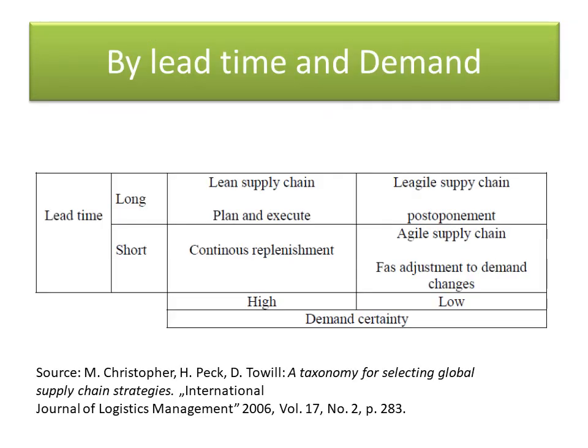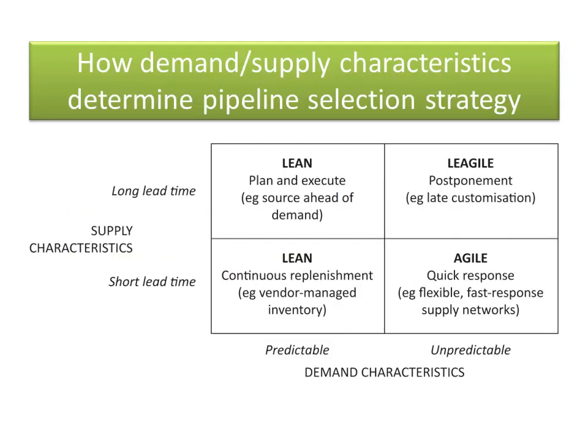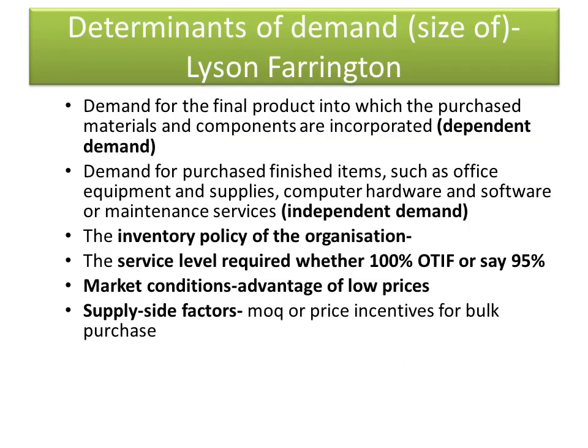There's a variation on that other graph which talks about lead time and demand certainty, and again in here we've got lean, and a hybrid one there, leagile, which could possibly work in the supply chain. So there are variations on lean and agile, and there's yet another chart which shows some slightly different grids.